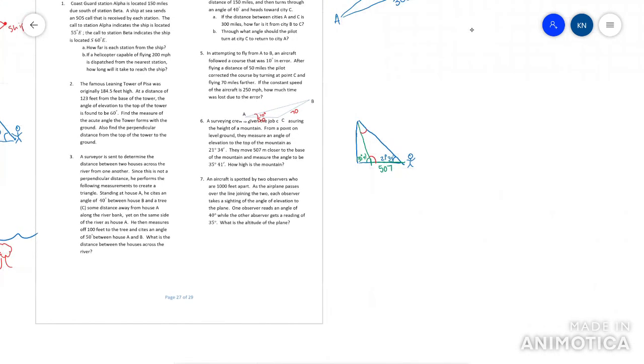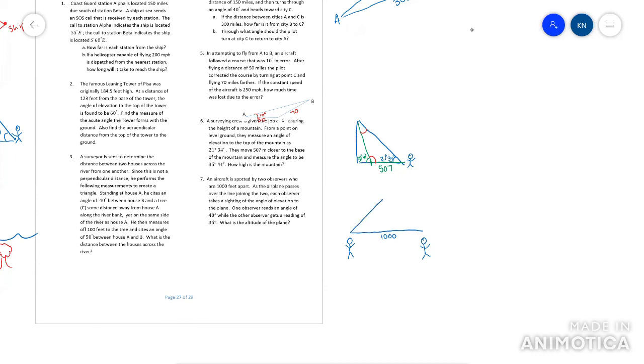Okay, and then this last one, there's this airplane flying overhead, and there's two people who are 1,000 feet apart. So we'll call this guy person A. We'll call this guy person B, and they are 1,000 feet apart. So this is 1,000. All right, now they say, as the airplane passes over, each guy takes a sighting of the angle to the plane.